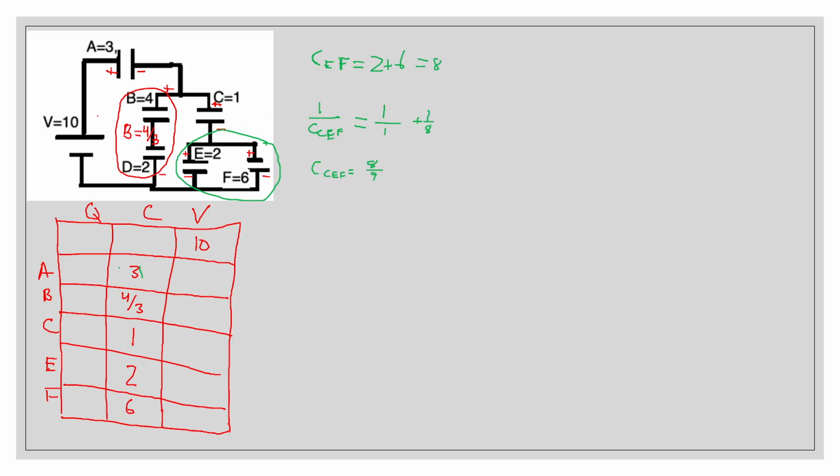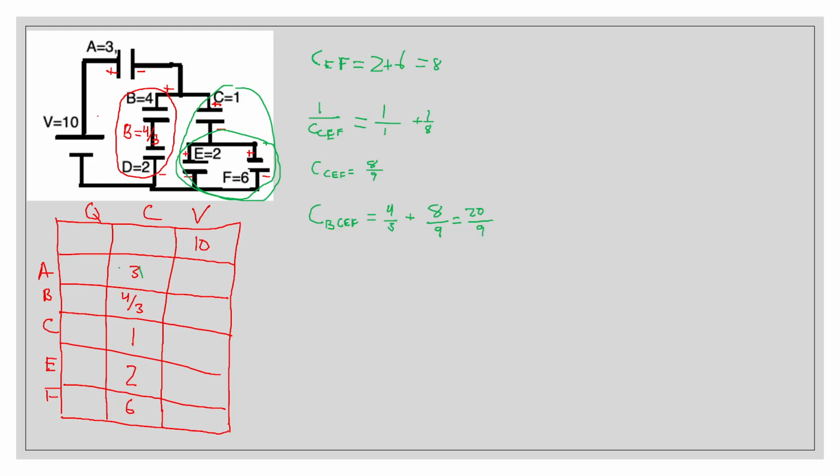And so that was this one here. We combine this. And then C_EF is in parallel with B, so we add them together. So we got C_B,C,E,F equals 4/3 plus 8/9. And that comes out to 20/9ths.